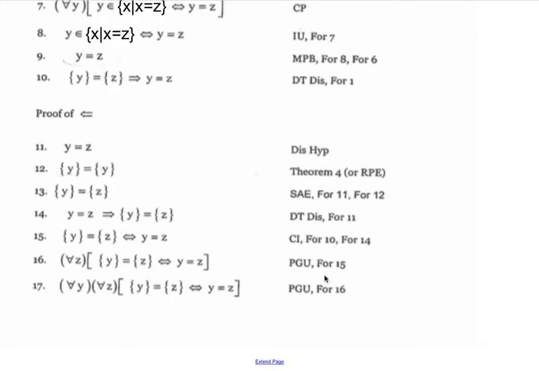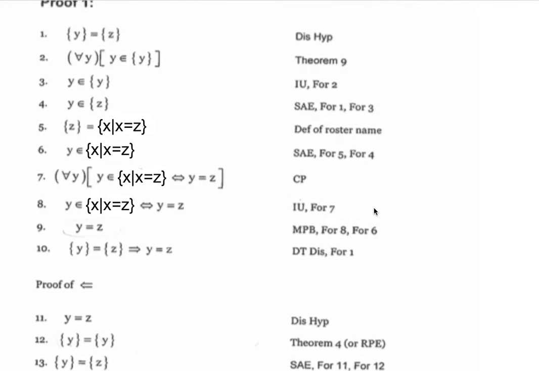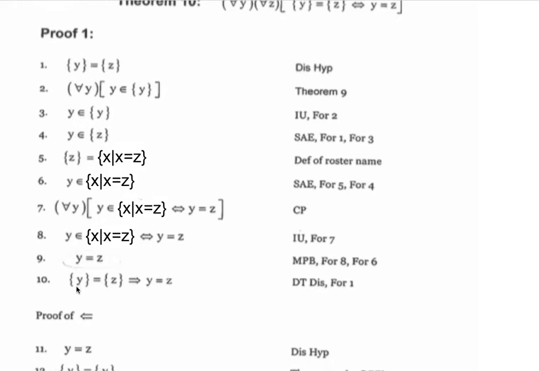Now, at this point, I'm noticing that I have to prove a biconditional statement, and that really consists of two implied statements. So to prove an implied statement, we use deduction theorem. So I'm going to go back up to the top here, and we are going to prove that the set containing y equals the set containing z implies y equals z. So to do that, we start with the dishype, the hypothesis to be discharged, and that's the antecedent of our implied statement.